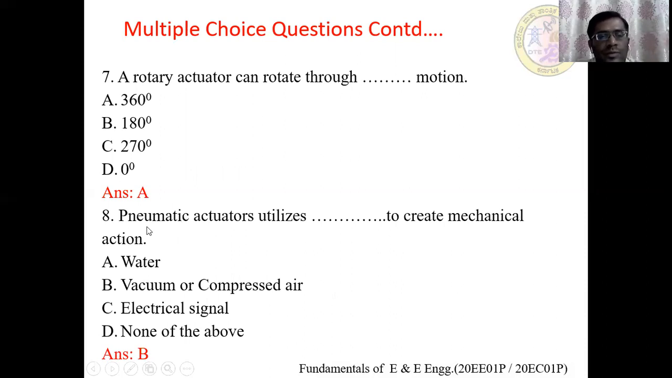Pneumatic actuators utilize dash to create the mechanical action. Pneumatic actuators use vacuum or compressed air to create the mechanical action. The options given are water, vacuum or compressed air, electrical signal, and none of the above. Since pneumatic actuators utilize vacuum and compressed air to create the mechanical action, the answer is B, that is vacuum or compressed air.